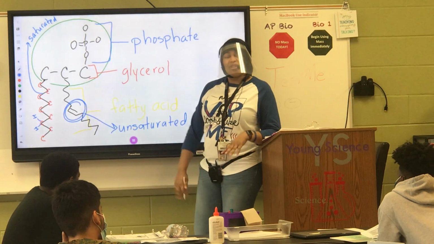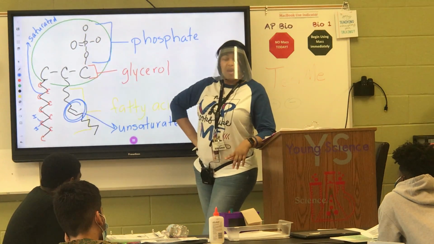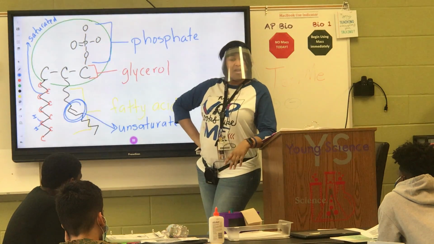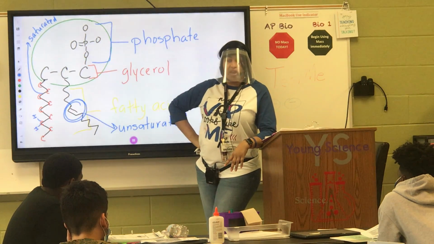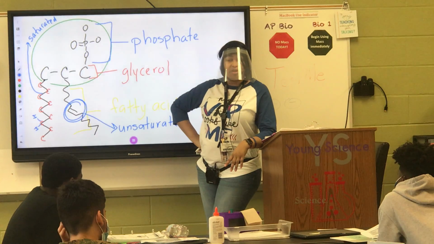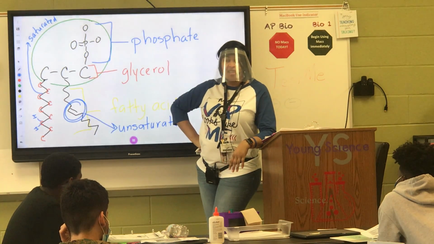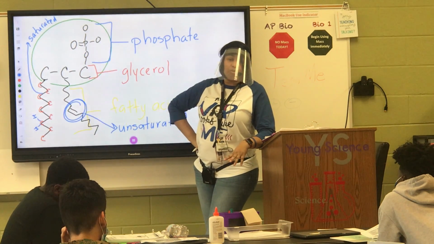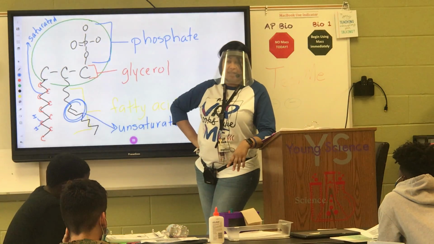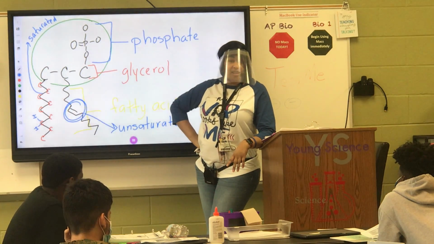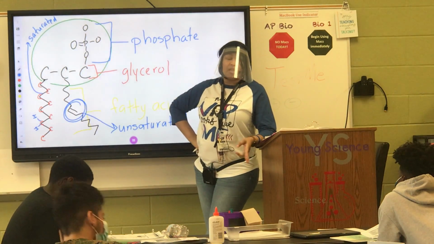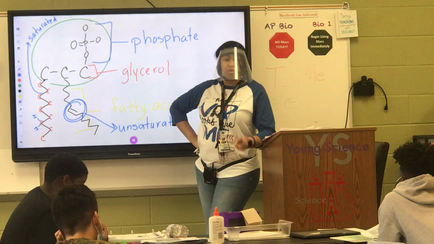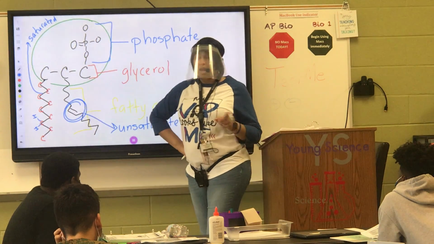Saturated. Quick question from Unit 3. Plants or animals, which one naturally makes unsaturated fats? Plants. Because unsaturated fats are what at room temperature, liquid or solid? Liquid. And saturated fats are solid at room temperature, and saturated fats tend to come from animals.